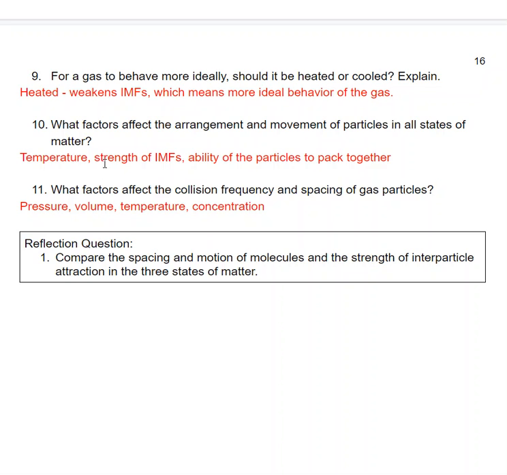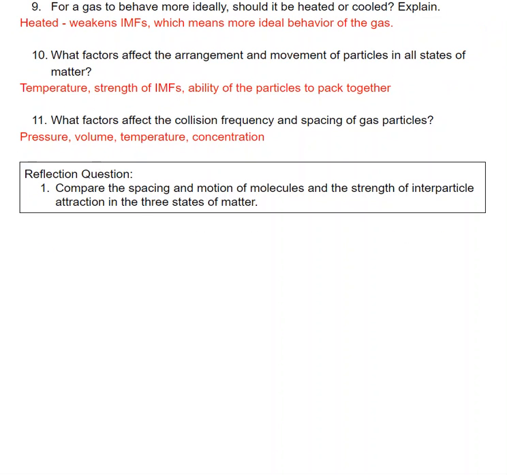So for a gas to behave more ideally, do we want to heat it or do we want to cool it? If we heat it, this is going to weaken those intermolecular forces, which is going to mean more ideal gas behavior. Number 10, what factors affect the arrangement and movement of particles? Temperature, their kinetic energy, the strength of the intermolecular forces, as well as the ability of particles to pack together.